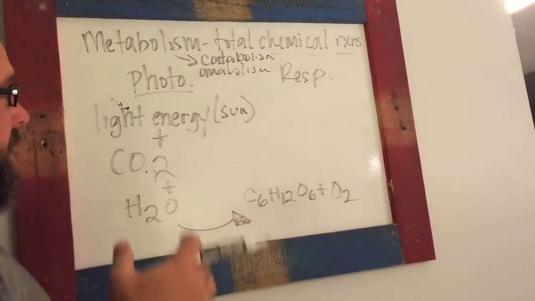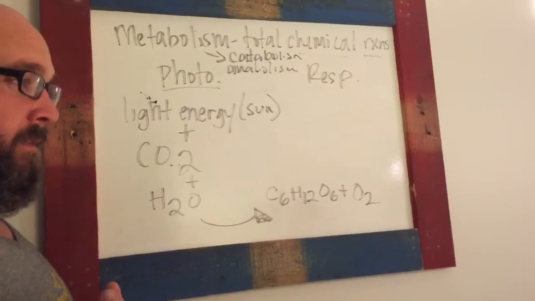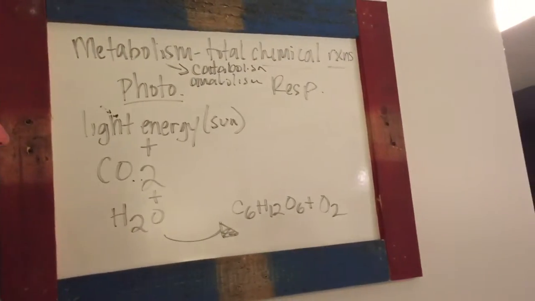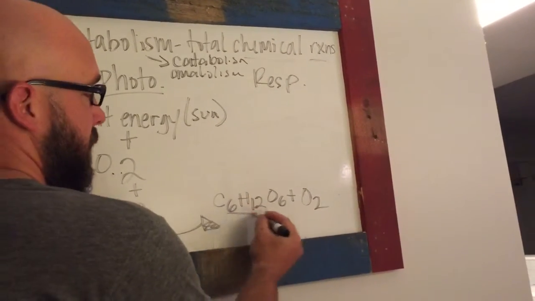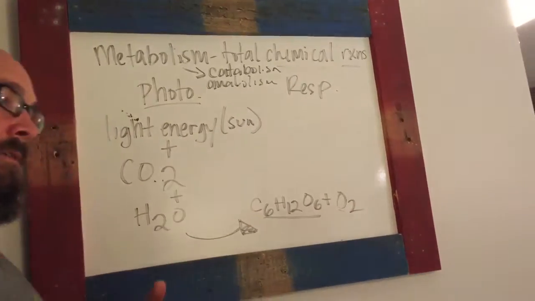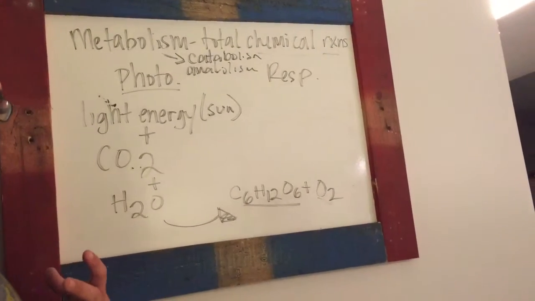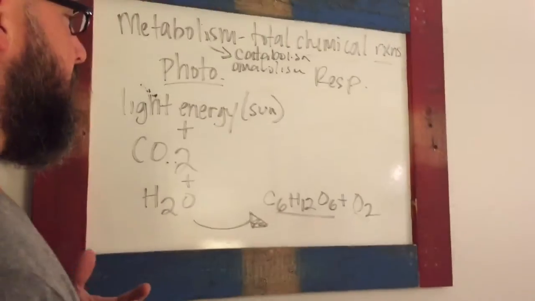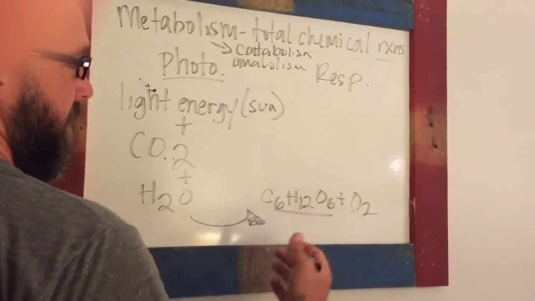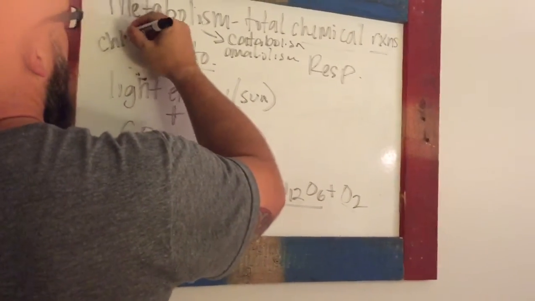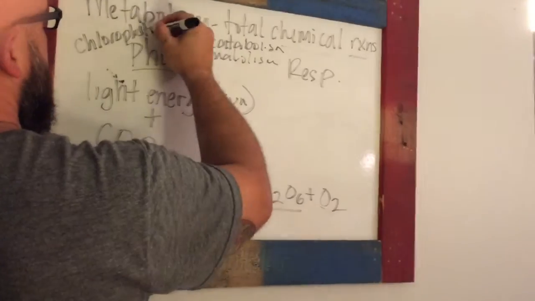So plants take in the energy from the sun, the carbon dioxide from the atmosphere, and the water either from the atmosphere or from the ground, and produce glucose, which is sugar, carbohydrate, and oxygen. So then who takes that stuff in? Us, animals, right? So we take this in. This is happening in the chloroplast of plants.